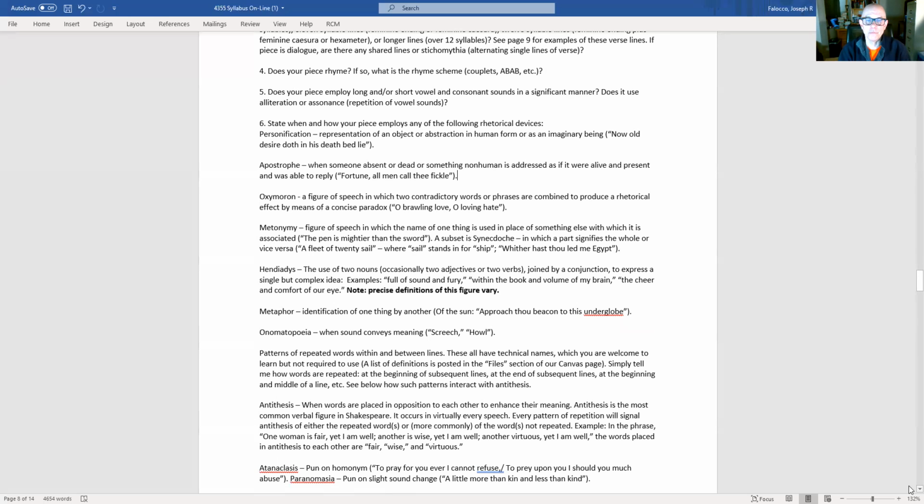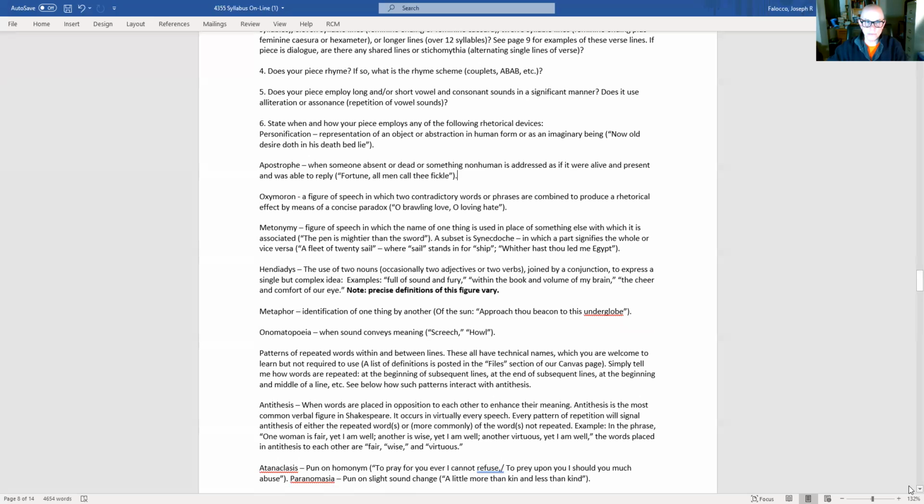And from Hamlet, we have many, because there are lots of Hendiadys in Hamlet, to the point where we have Rosencrantz and Guildenstern, walking, breathing personifications of this rhetorical figure. Okay, two things making one. They're never apart. So in Hamlet, we have, "in the book and volume of my brain, the cheer and comfort of our eye." Precise definitions of this figure vary, but the test is whether the two things add up to create a whole greater than the sum of its parts.